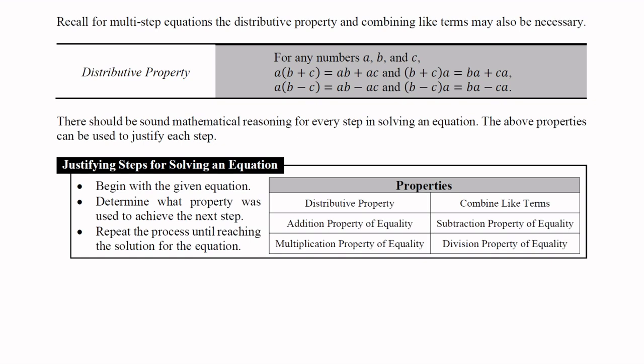And these are the properties that you have to choose from for each step in solving an equation. The distributive property, combining like terms, and then your four properties of equality for addition, subtraction, multiplication, and division.